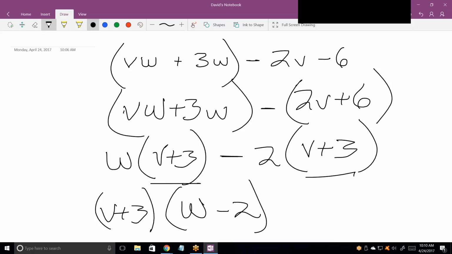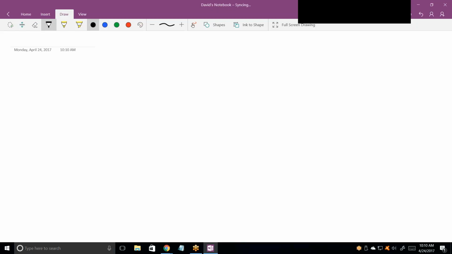And it works particularly well when you're trying to solve cubics. I'm surprised they didn't give you it as a cubic. Let's talk about that.